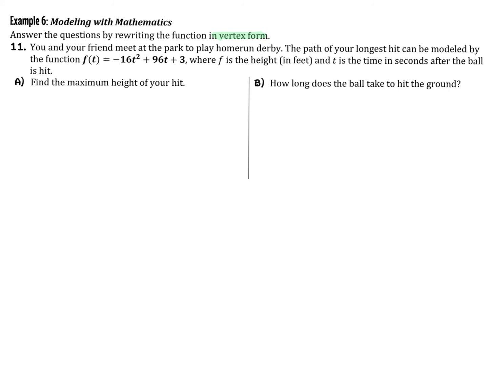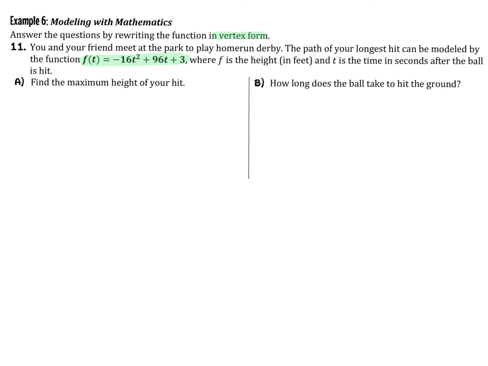You and your friend meet at the park to play home run derby. The path of your longest hit can be modeled by this function, where f is the height in feet and t is the time in seconds after the ball is hit. Find the maximum height of your hit, that's part A, and then how long does it take the ball to hit the ground, that's part B.